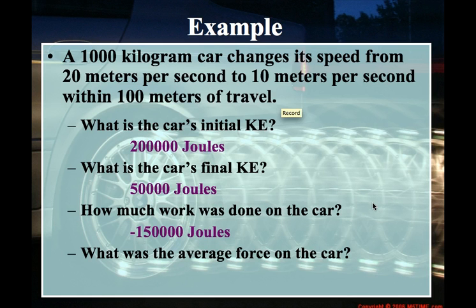Well, it's work energy taken out of the system. That's why we have that negative sign there. We took it away from the car. What was the average force on the car? Negative 1,500 newtons, the braking force.